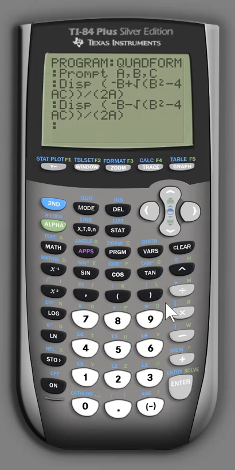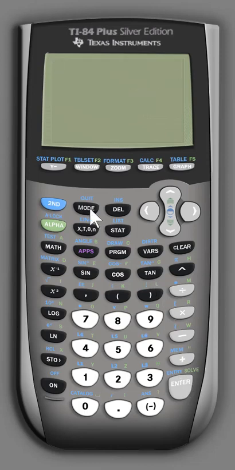And to get out of this now, we just do second quit. And to see if this really worked, I'm just going to do Program, quad form is option 1, so I'm going to press option 1. Now to actually run the program, you press enter, and it asks for a value for a. Suppose I'm doing, I'll just make something up, like x squared. Well, that has a coefficient of 1, enter. Then it asks for a value for b. Maybe that's -2. The value of b is the coefficient on the x term. And then it asks for c. Maybe that's -3. Press enter, and there you go.